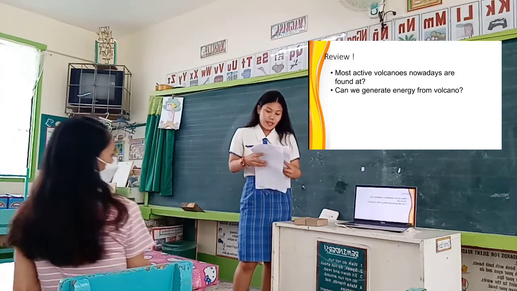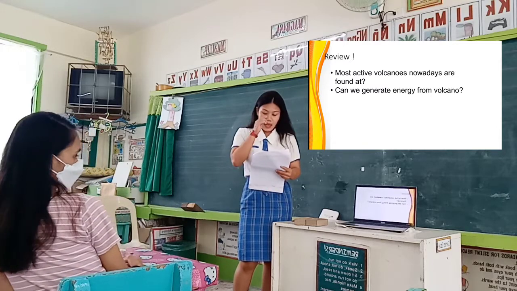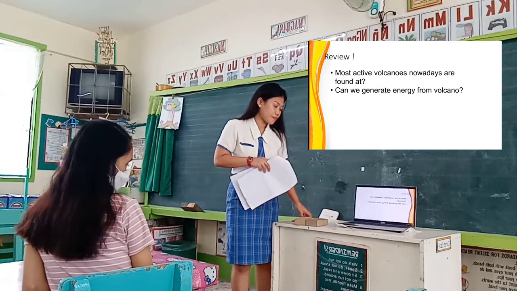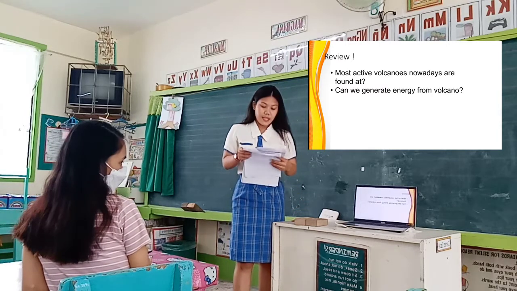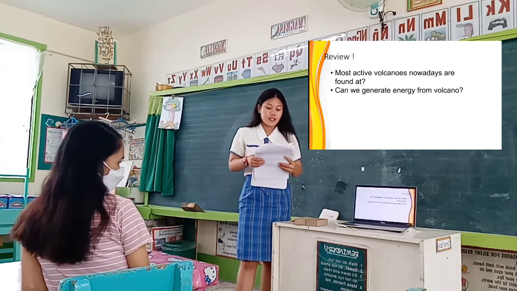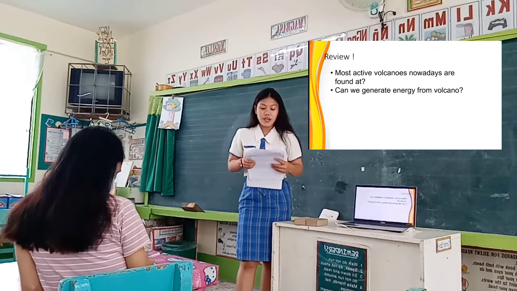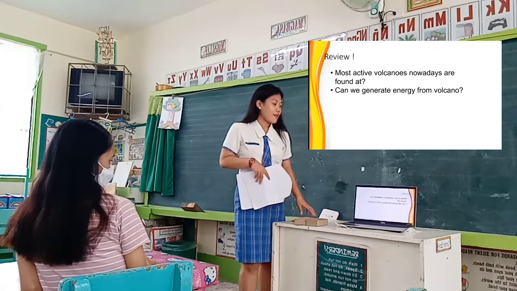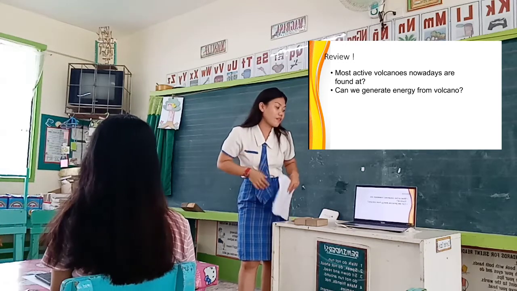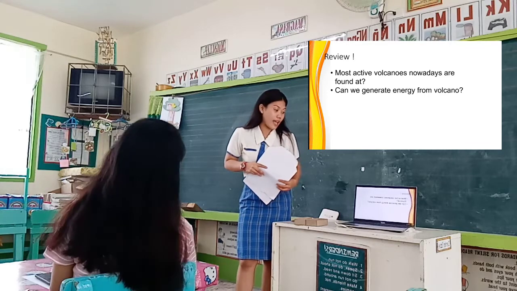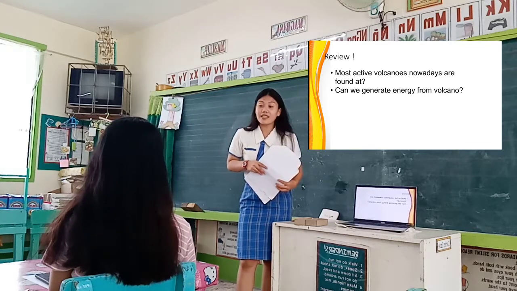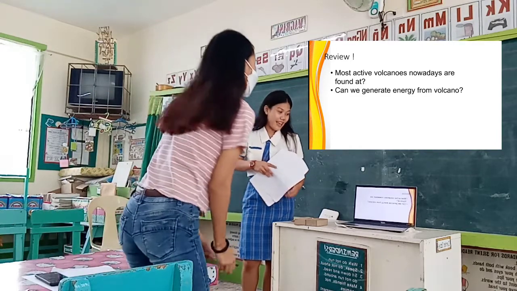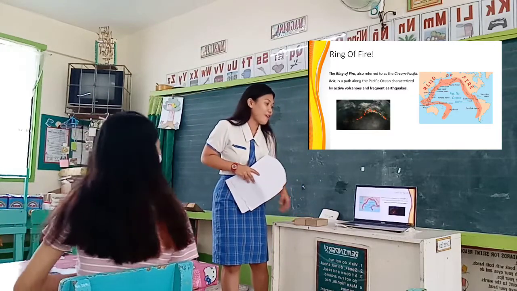Before we proceed to our lesson proper, we are going to have a review first. Last time, we were able to discuss the distribution of volcanoes, earthquake epicenters, and major mountain belts. Most active volcanoes nowadays are found at what is so-called? Yes, anyone? Ring of fire. Yes, in the ring of fire.